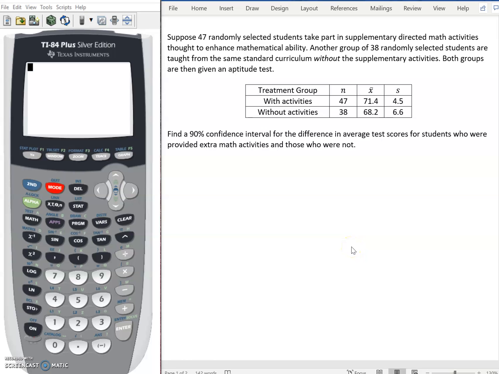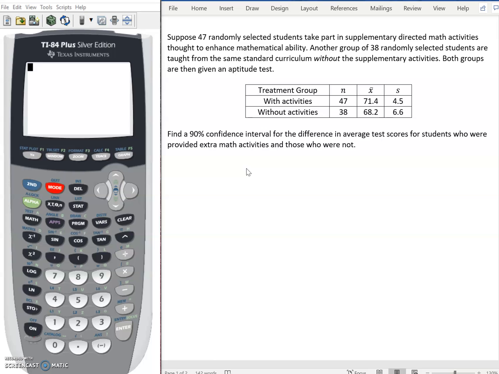All right, let's suppose we have two groups of students. One group is going to get these extra math activities and another group is not. So they're just going to run along with the usual curriculum. They're not really losing out on anything. We're trying to figure out if there's some kind of difference in the test scores they're going to take afterwards for students who have these activities versus those who are not given them.